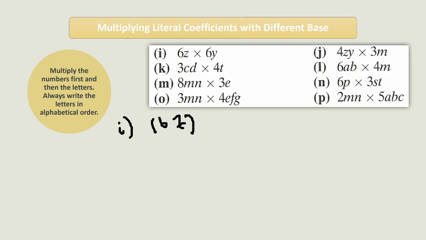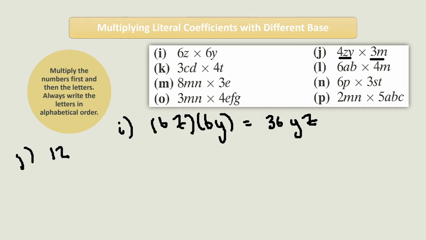In any case, what we do first is multiply the coefficients, or the numbers in front. So 6 times 6 is going to give me 36. We have Z times Y. If I want alphabetical order, the Y comes before the Z, but if you gave me 36 ZY, that would have been fine too. Okay, so for J, we have a 4ZY times a 3M. We multiply the coefficients first: 4 times 3 gives me 12. Now we have a Z, a Y, and an M. So M comes first, then Y, then Z.